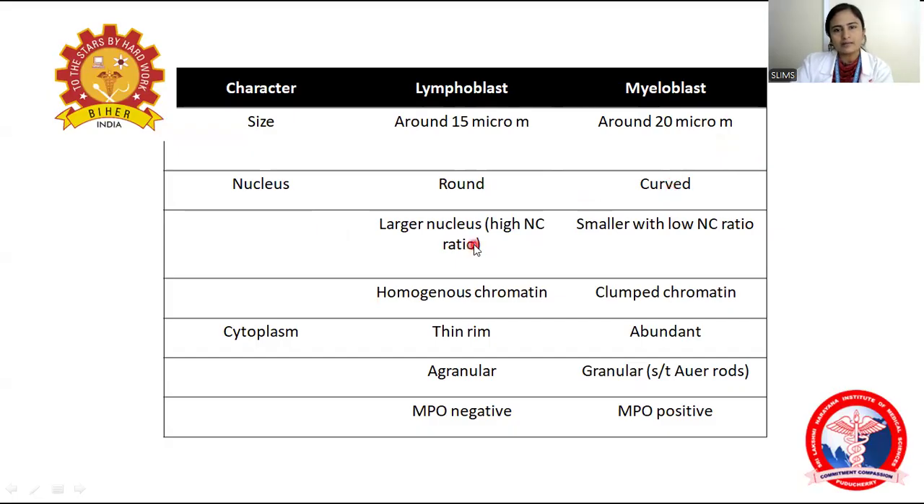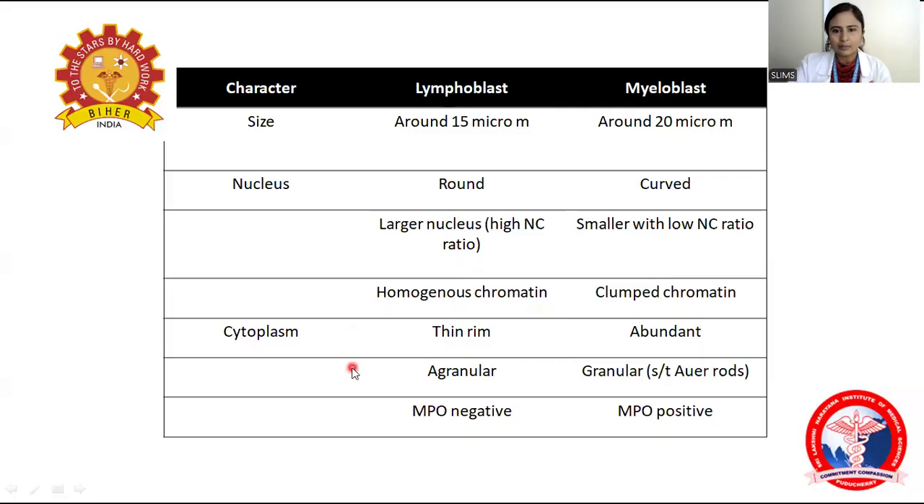In the lymphoblast, the cytoplasm is scarce, so the nucleus will be more prominent. There will be a high nucleus-cytoplasm ratio because of the larger nucleus and smaller cytoplasm. But it is the opposite in the myeloblast. Myeloblasts have plenty of cytoplasm and a smaller nucleus, so the nucleus-cytoplasmic ratio is low. Because of the less cytoplasm, lymphoblasts have homogeneous chromatin, and in myeloblast it is a clumped chromatin.